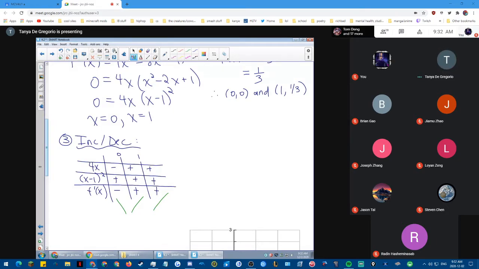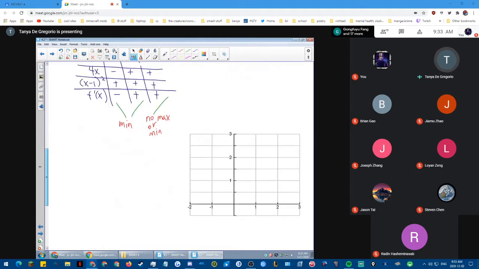Where is it, Jocelyn? Good. So my 0, 0 was a minimum. Do I have any maximum? No. So look, this is going positive, positive. Therefore, there's no maximum in there. Something else is happening there. You're going to learn later what that's called. So here, let's make a note. No max, so therefore, minimum at 0, 0.